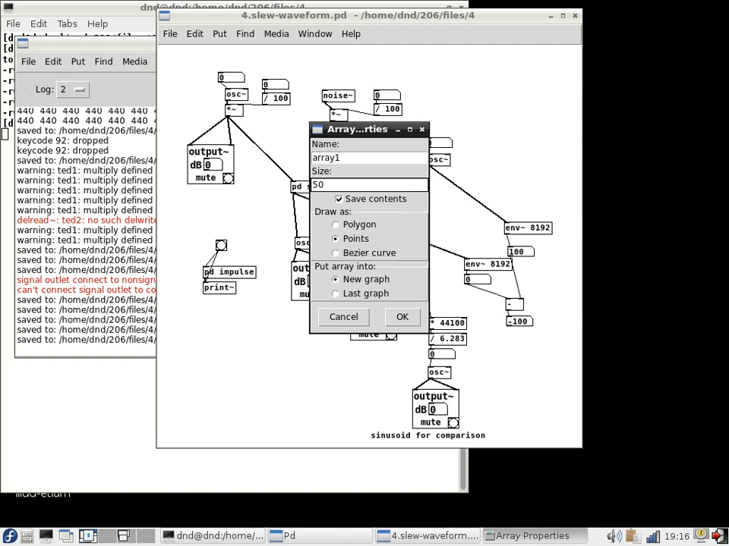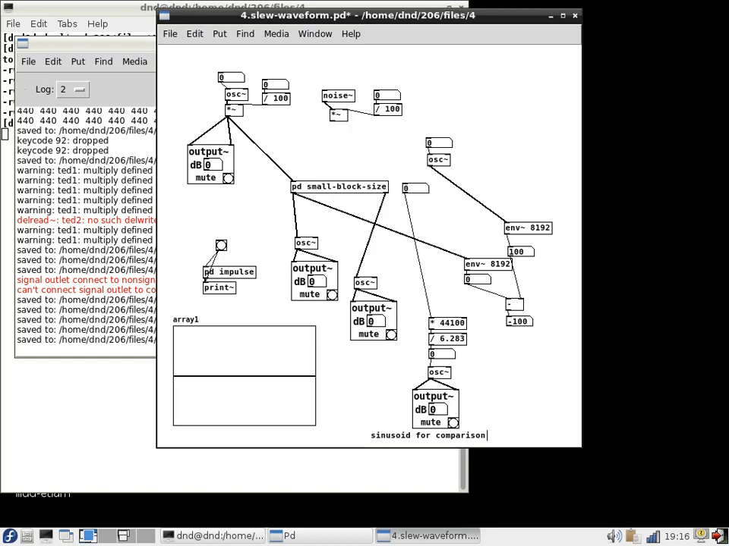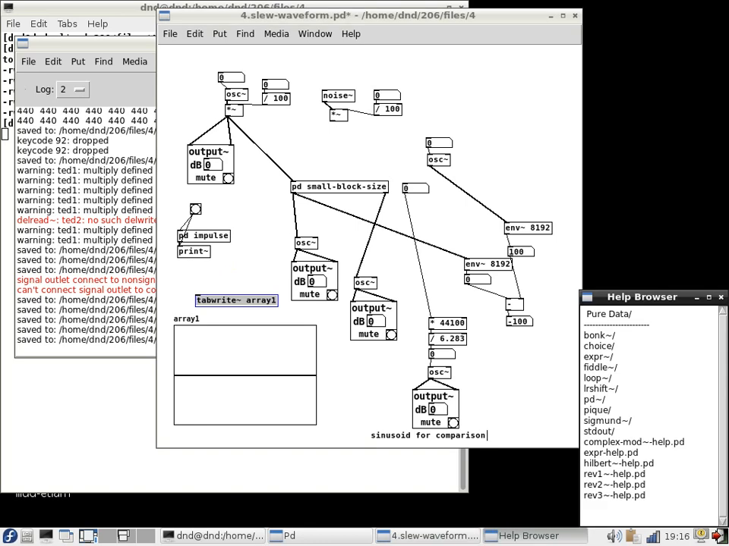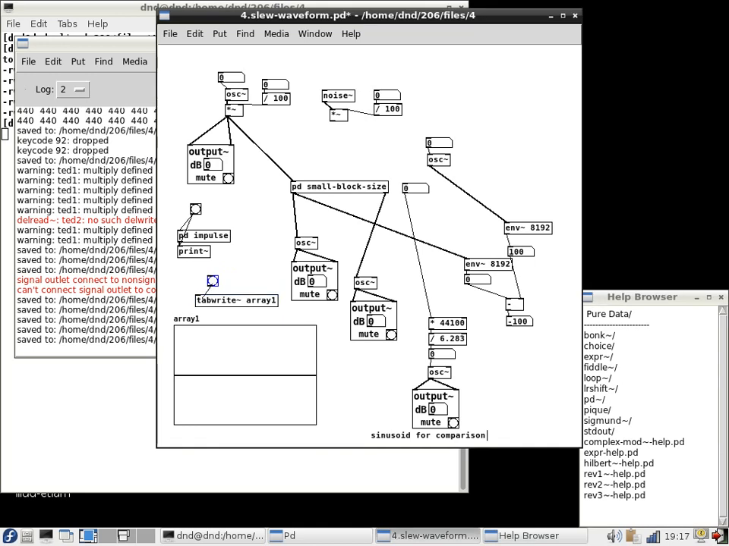And then I'm going to start graphing the output, so it's too bad I lost my array. 500 of these, please. Array 1, good. Put it down here. I'm not sure how big I want it, so I'll just leave it. And tab right, array 1. Bang, that's better. And I'm going to start looking at the output.